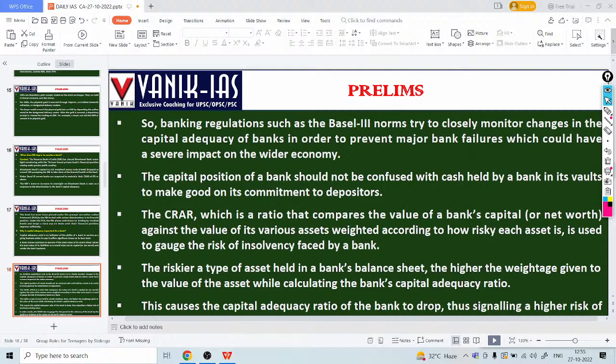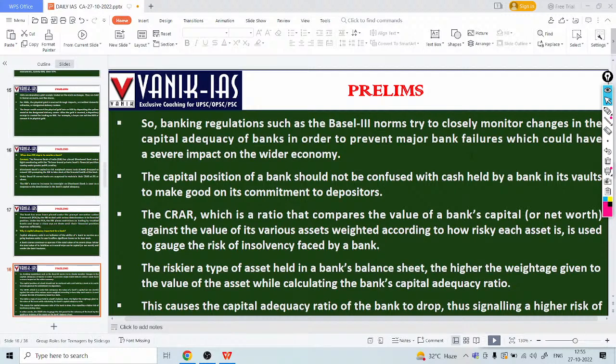Because keeping the cash in its own reserve will not make the bank financially viable, because it has to pay interest on the deposits. So deposits are liability. If a bank receives deposits and keeps the amount in its own vault instead of giving it as loan, it is not going to be financially viable. The capital position of a bank should not be confused with the cash held in the bank vault to make good on its commitment to depositors.